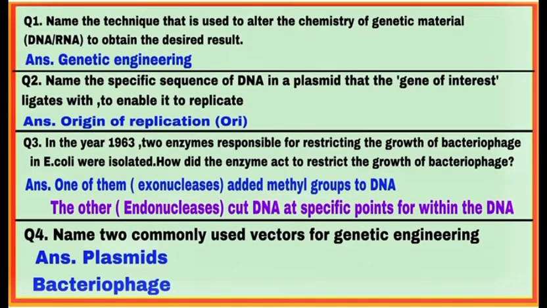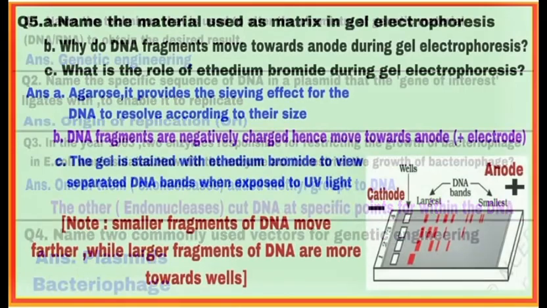Now question number 4. Name two commonly used vector for genetic engineering. Two vectors, or you can say taxi, used in genetic engineering are number 1 plasmids and number 2 bacteriophage.